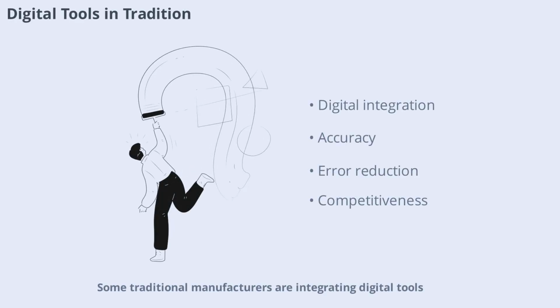Some traditional manufacturers are integrating digital tools like inventory software and digital quality checks into their processes. This blend of old and new helps factories improve accuracy, reduce errors, and stay competitive without losing their traditional strengths.